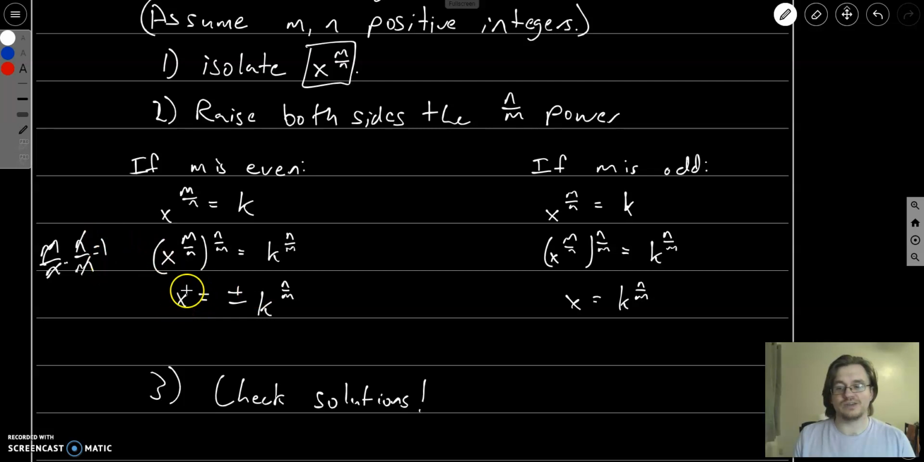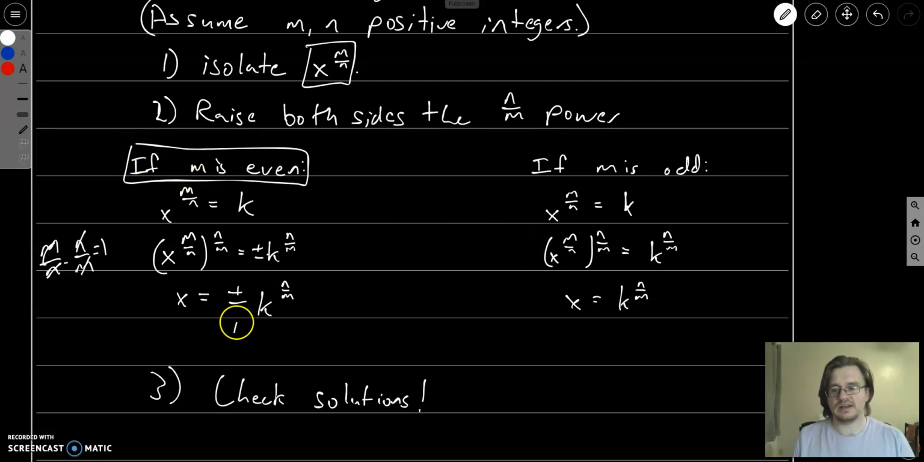So then I have x to the first power, which is just x. And then on the other side, I'll have, I forgot this, I should include that there. And on the other side, I'll have k to the n over mth power. Now, when you look at both of these solutions that I'm working out, when m is even, you'll notice that I get a plus or minus sign at the bottom. And if m is odd, you don't.